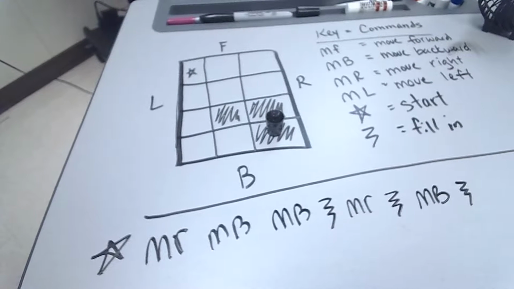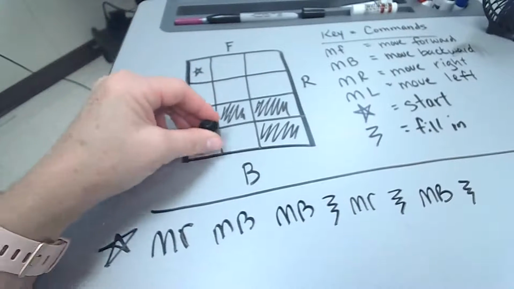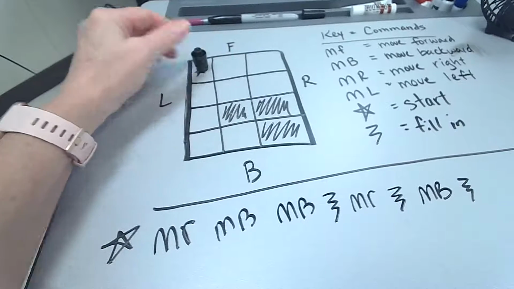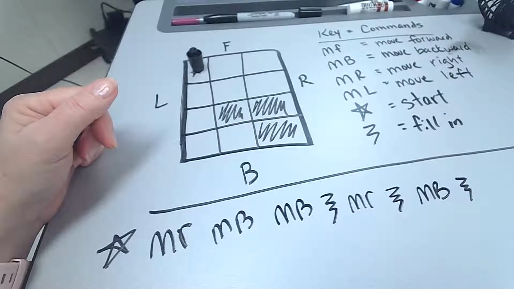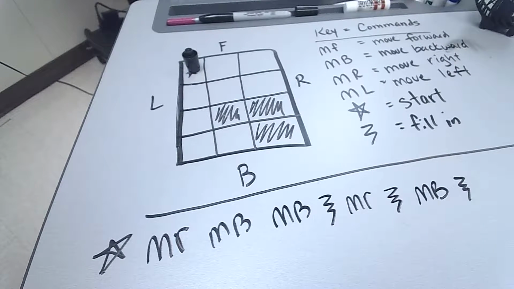Is that the only way we could play the game? We could go any different way, couldn't we? We could even go back and forth over ourselves, as long as we stay inside the designated walls, right? So that is creating a paper program.